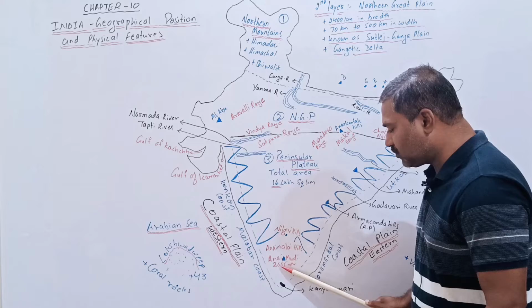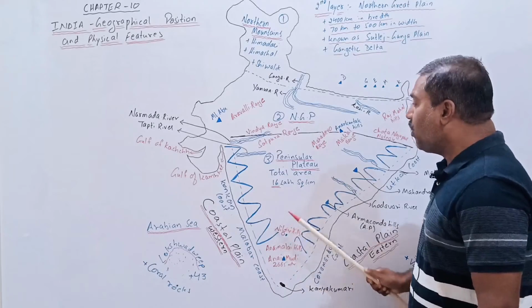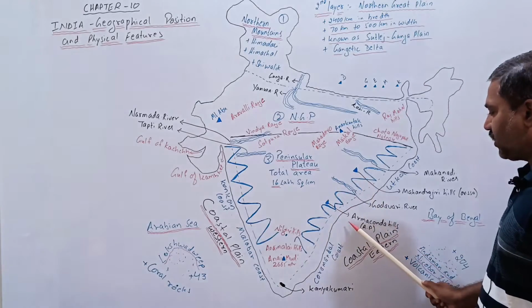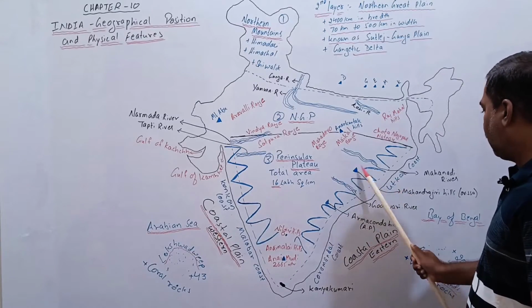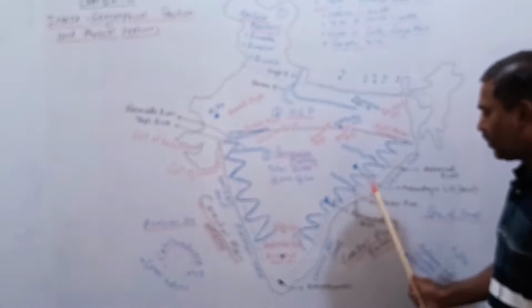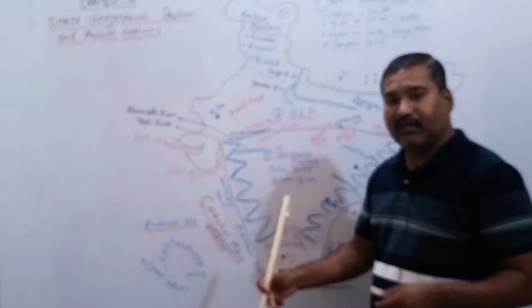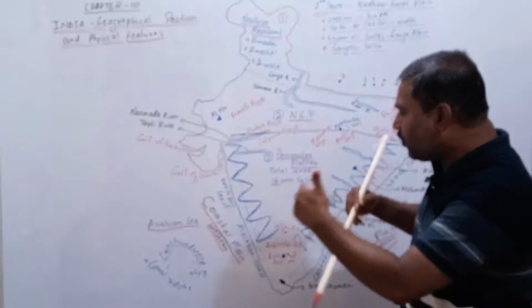with 2665 meters, the highest one. Moreover, on this side we have Armakonda, which lies in Andhra Pradesh, and the Mahendragiri Hills, which lie where? In Odisha. Moreover, dear students, after learning this, I hope you have understood. Now we will move one more step forward.